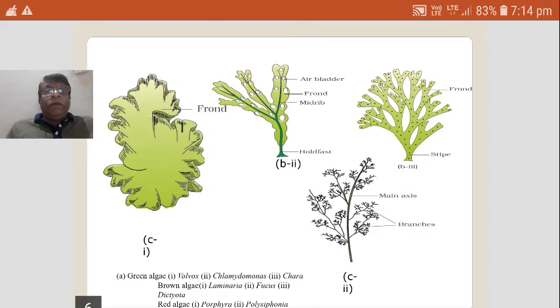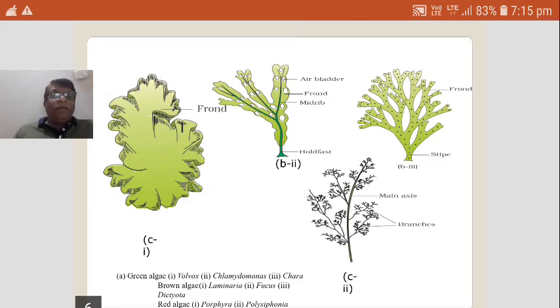Yesterday, we have seen characteristics of algae with some examples. The examples diagram also you have seen. For example, Chlamydomonas, Volvox, Chara diagrams you have seen. Some more diagrams are also there here.